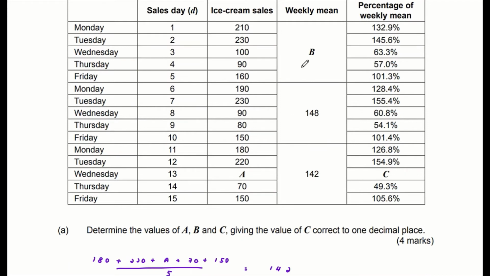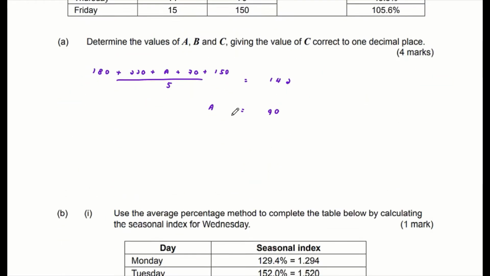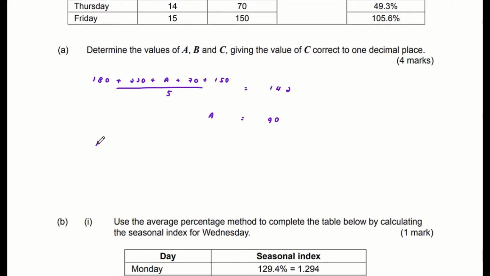Then after that, B is the weekly mean, right? This is quite direct. Add the 5 values together, then divide by 5. So B is equal to 210 plus 230 plus 100 plus 90 plus 160, divided by 5. From here you get your B value, which is 158. Okay, now move on to C.